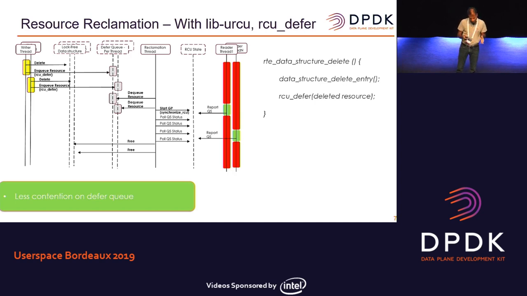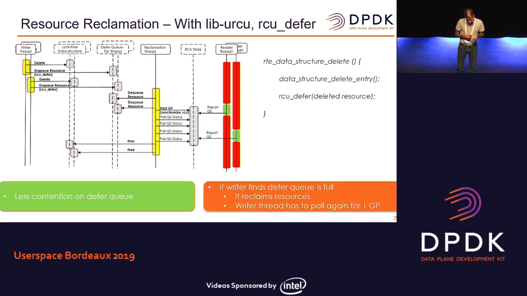What it solves is there is less contention on the defer queue, because you have a defer queue that's specific to each writer thread. The problem of what happens if the writer thread runs out of resources is still not solved here. The other thing that it does is, if the writer finds the defer queue to be full, then it has to reclaim the resources. What that means is the writer thread is stuck for one grace period to get over. So it affects your performance now and then, whenever the queue gets full.